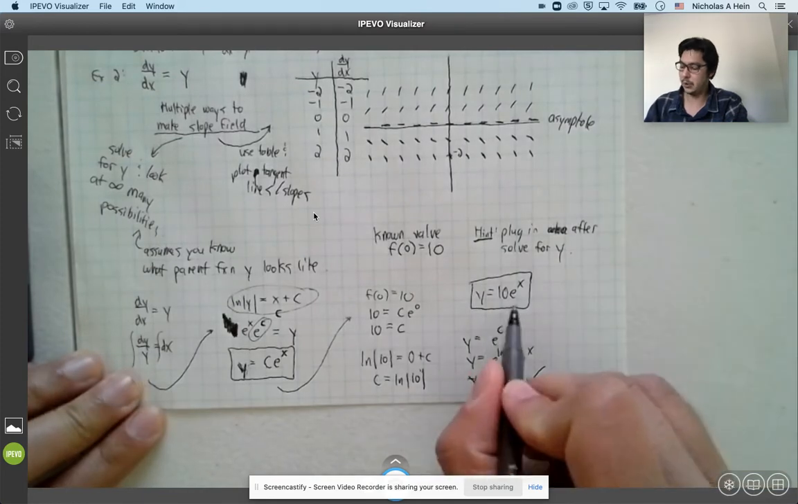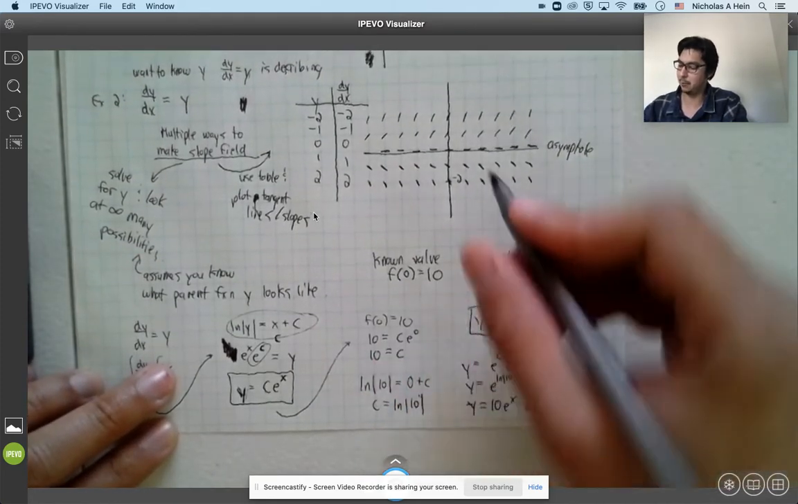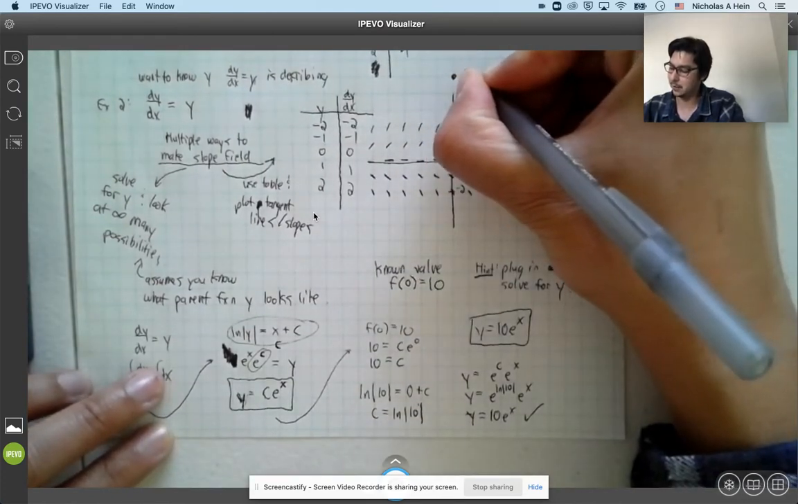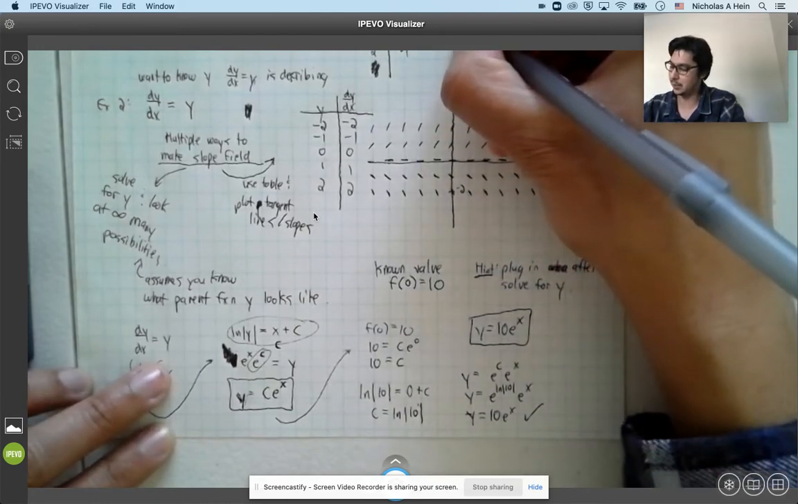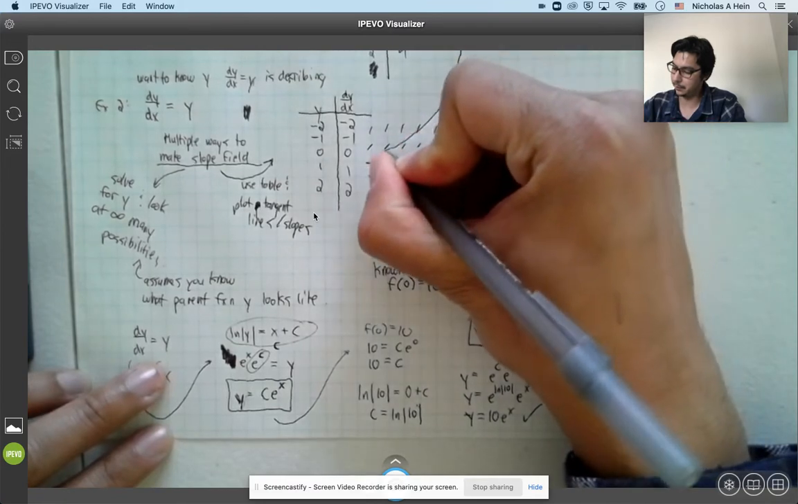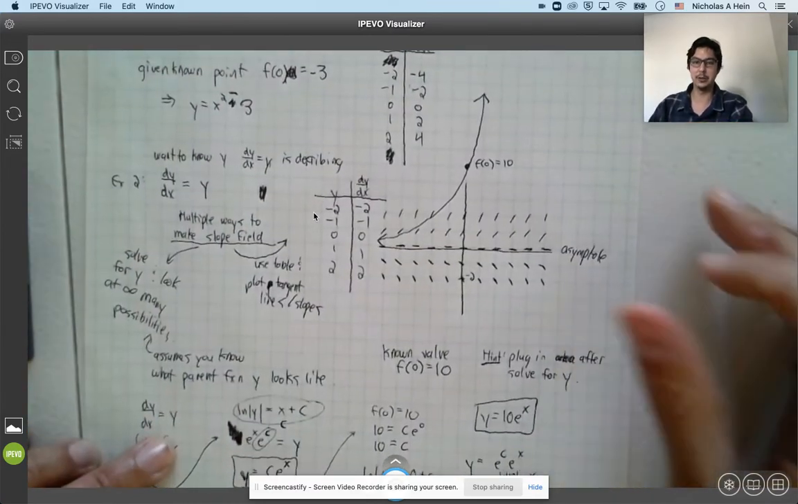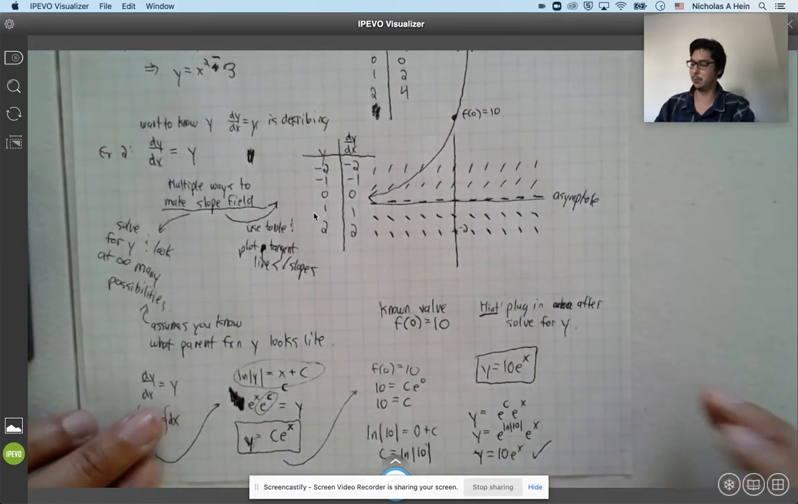So visually, what does this mean now? If your value is f of 0 equals 10, well, 10 is way up here. Let's say f of 0 equals 10 is up here. But then what happens visually is this graph is going to look something like this. And there you go. That's us solving the differential for a particular solution y.